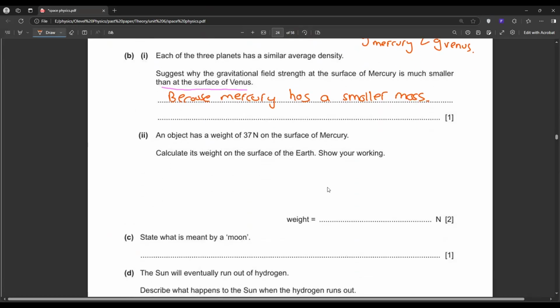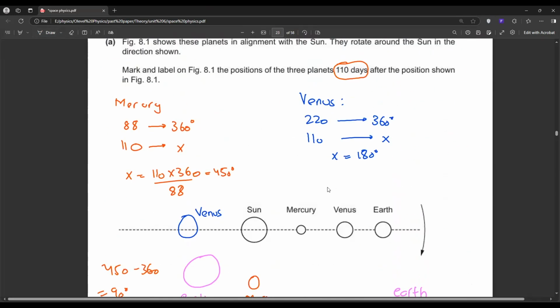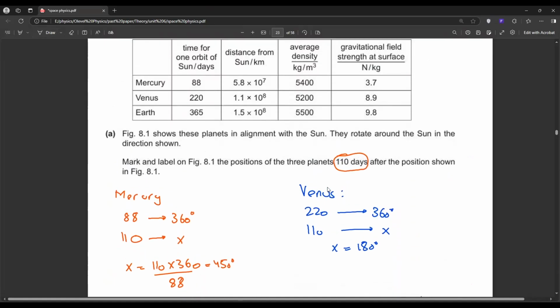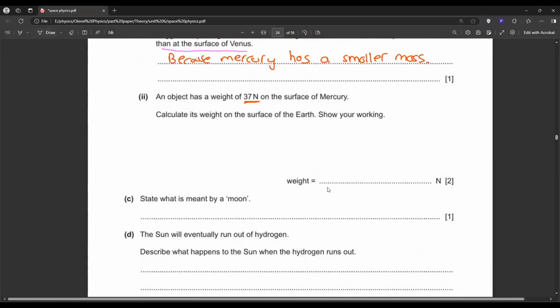An object has a weight of 37 Newton on the surface of Mercury. What is the gravitational field strength on Mercury? 3.7. Can I calculate the mass using these? Yes. W is equal to mg. Weight is 37, m into 3.7. Your mass comes out to be 37 divided by 3.7, which is equal to 10 kg. 10 kg is your mass.